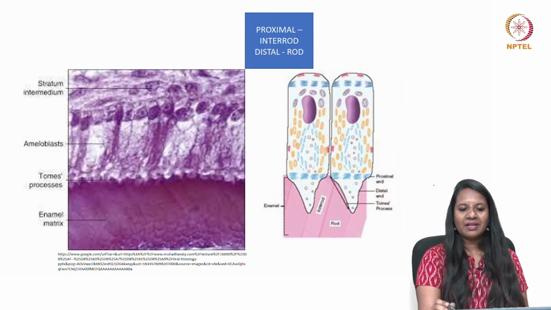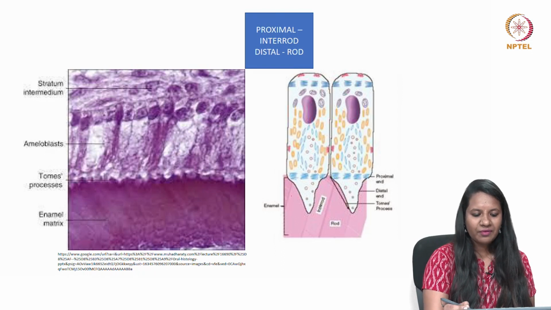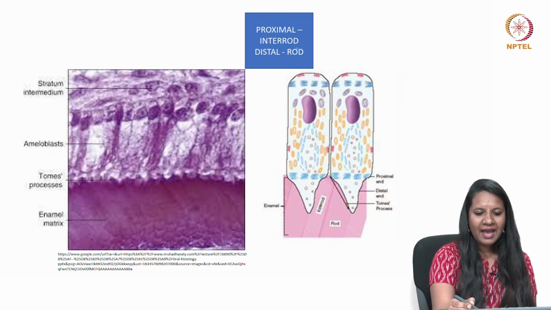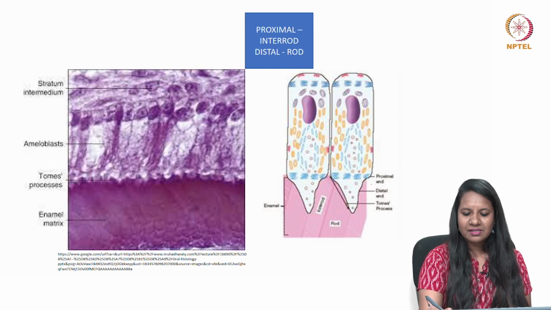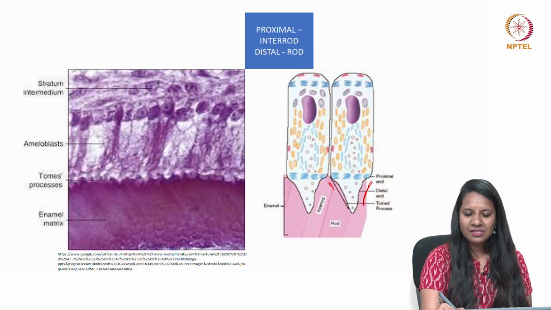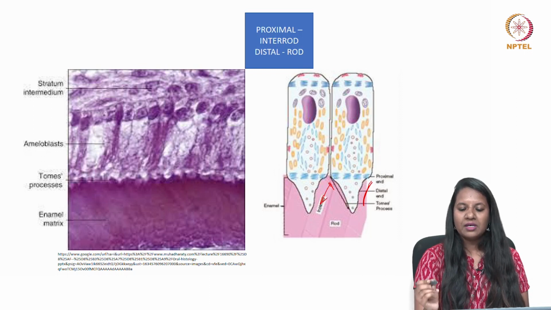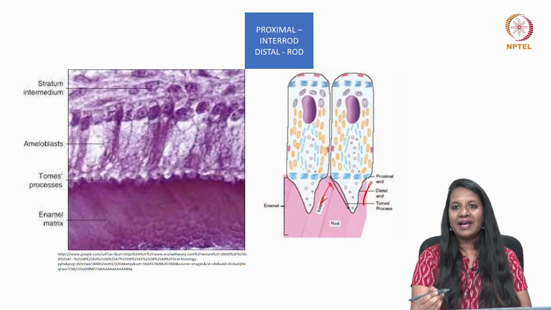So, this picture clearly depicts the interrod from the proximal surface and the rod from the distal surface, and this is the proximal surface where the interrod is formed. So, interrod is formed ahead of rod.